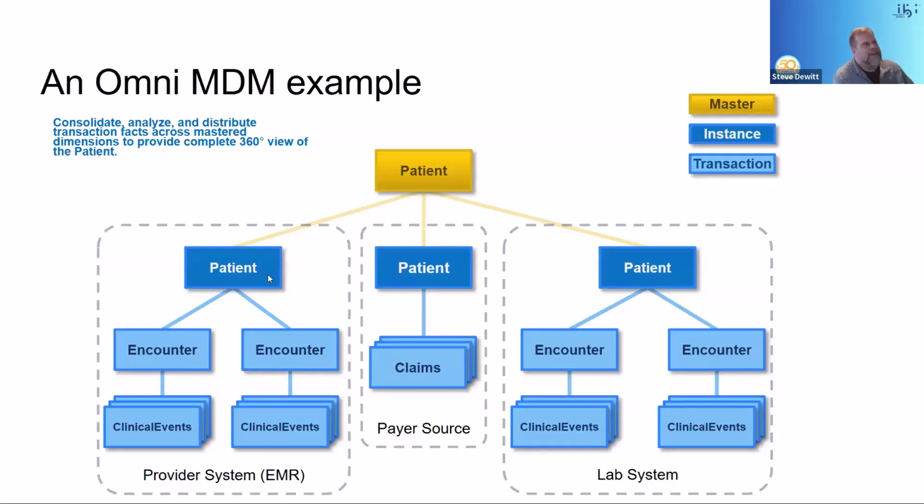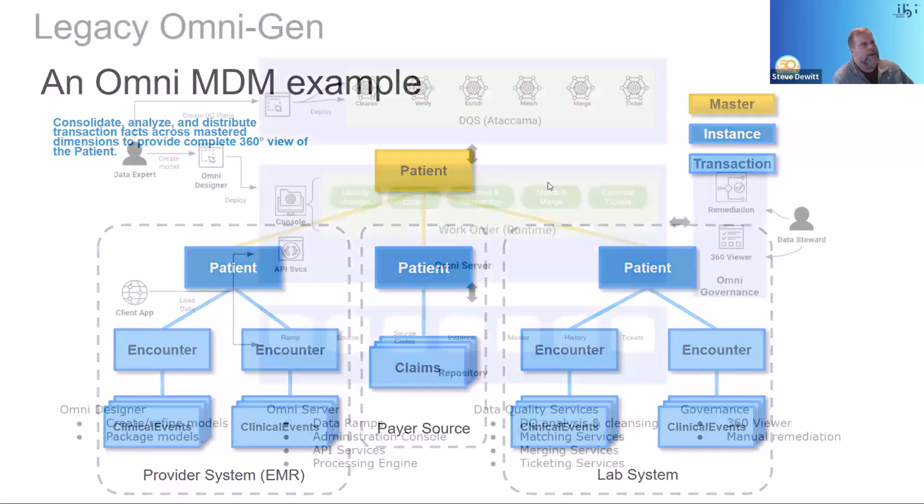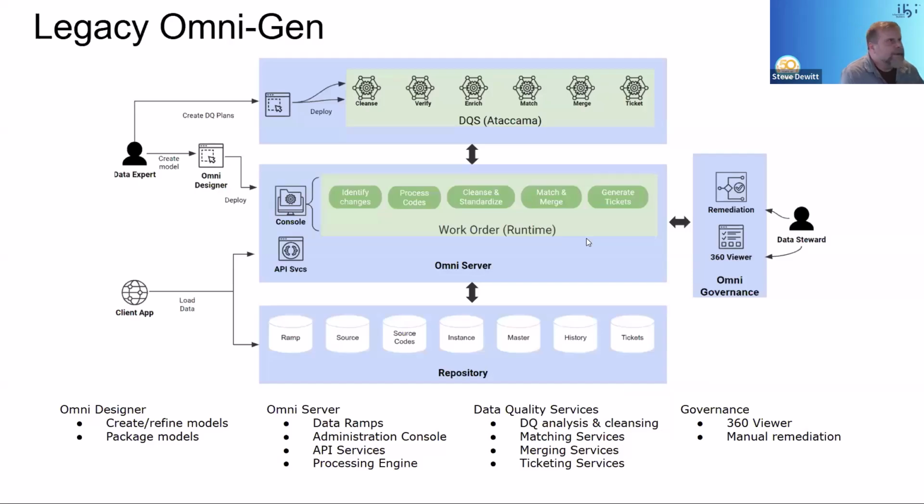You'll hear a lot today talking about the instance records, which is the best record for a given subject, patient in this case, in a source system, and how we try to recognize that they all refer to the same thing and build them into the golden record, the master. And here's something I'm going to be coming back to. Thinking of what the architecture was like. All right, we had really several databases. The ramp, the source, the instance, and the master being the typical journey of a record through Omni-Gen.